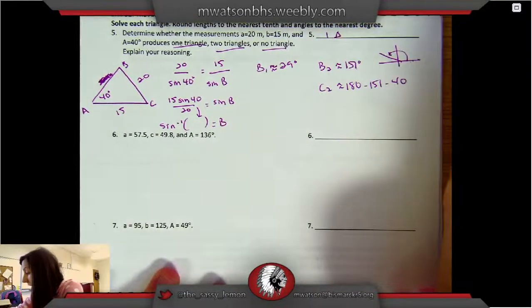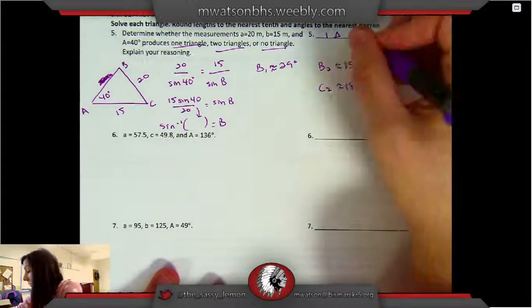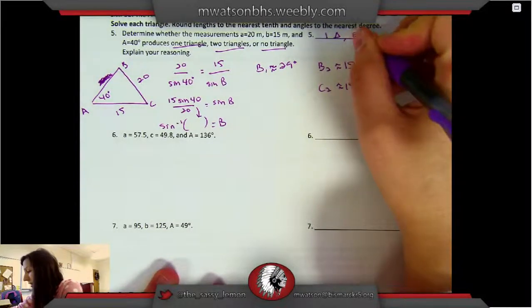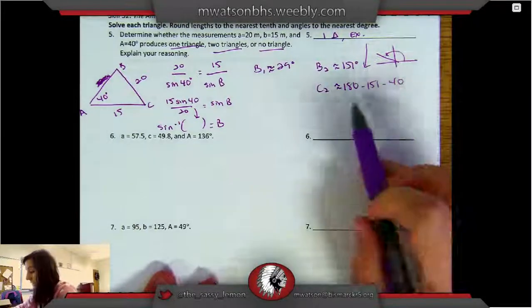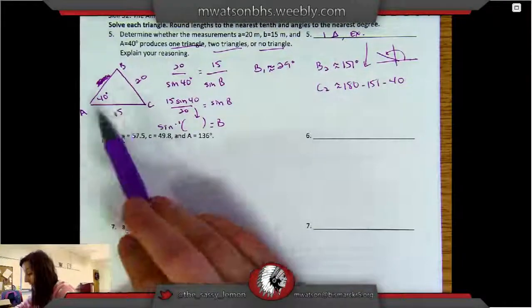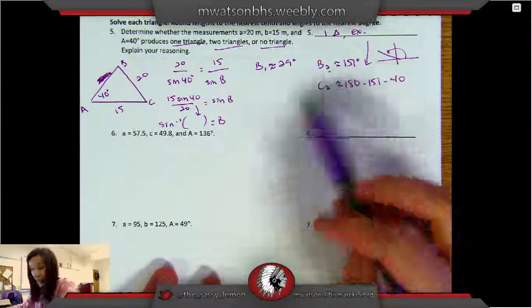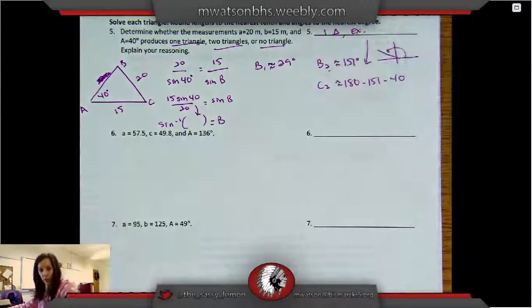So one triangle, and then you would put some kind of explanation, really short, about this. It could just be as simple as angle A and angle B sub 2 cannot exist in a triangle together. Done.